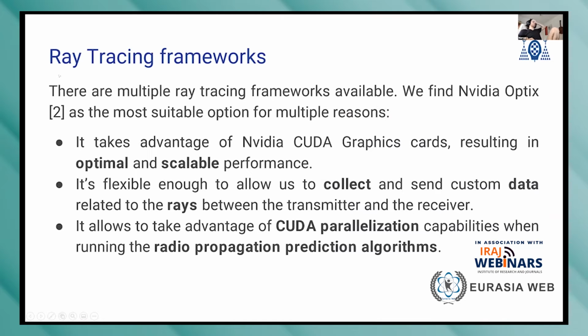We have a lot of frameworks that work for ray tracing, but we find NVIDIA OptiX as the most suitable option for multiple reasons. The first one is that it takes advantage of NVIDIA CUDA graphics cards, resulting in optimal and scalable performance. It's flexible enough to allow us to collect and send custom data related to the rays between the transmitter and the receiver, the hits, the distance traveled, etc. And it allows us to take advantage of CUDA parallelization capabilities when running the radio propagation prediction algorithms. So apart from using it to simulate the rays, we can take advantage of the parallelization software that it includes.